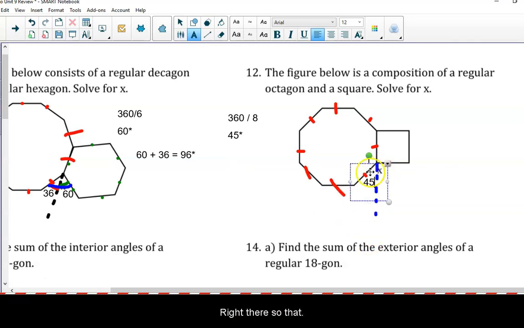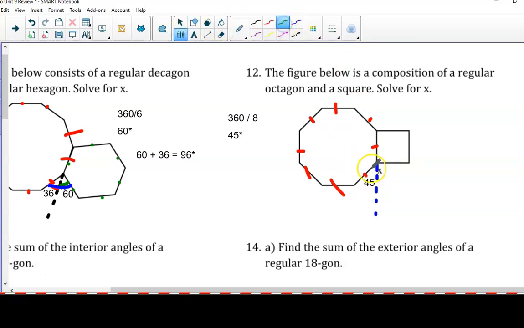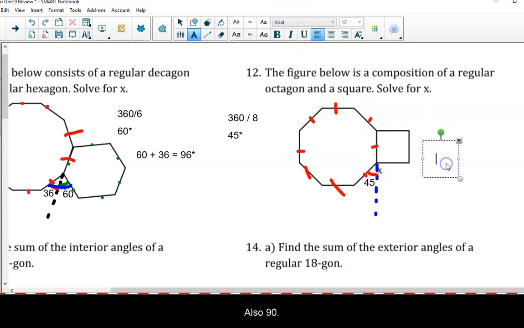Just that guy right there. Let's get some colors going here. Let's do red. Red is here. Boom. Now this is a square, so hopefully you don't have to do the 360 divided by 4. Since this is a square and this is 90, I know that my exterior angle is going to be also 90. Please, if you don't know that, learn it.